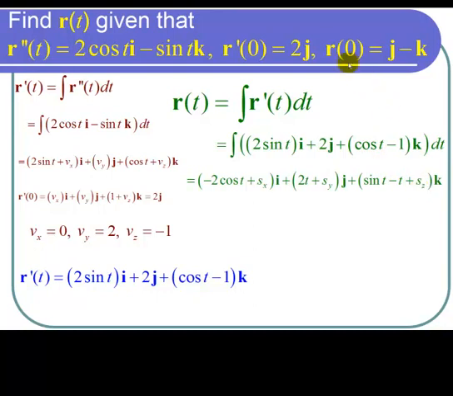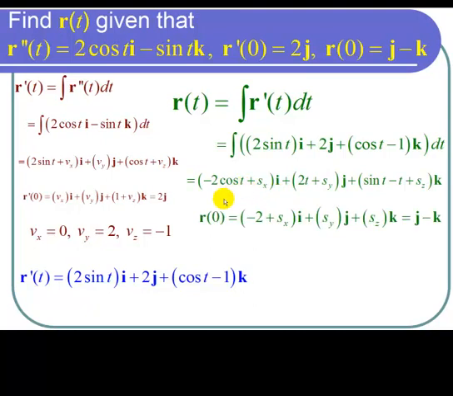So now I use the fact that r of 0 is j minus k. So I plug in 0, and if I plug in 0 to negative 2 cosine t, I get negative 2, and then still s sub x i. If I plug in 0 to 2t plus s sub y, I just get s sub y. And notice that sine of 0 minus 0 is 0, so I just get s sub z k, and that's supposed to be equal to j minus k.